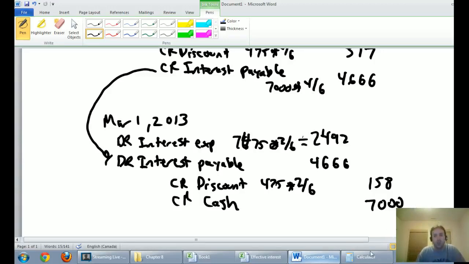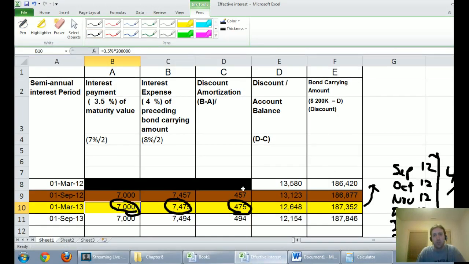Now moving on from here, any more journal entries would be easy. If you can deal with that going over the fiscal year end, that's a bit of a pain in the neck. Our September 1st entry is just reading off the chart. We would credit cash for $7,000. We would debit interest expense for $74.94. We would, of course, credit our discount for $4.94, and we would keep going on like that.